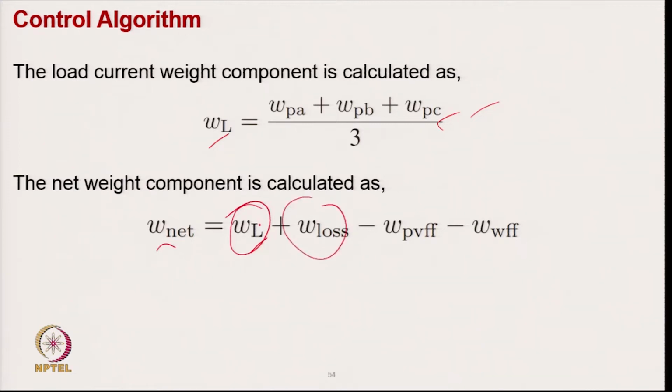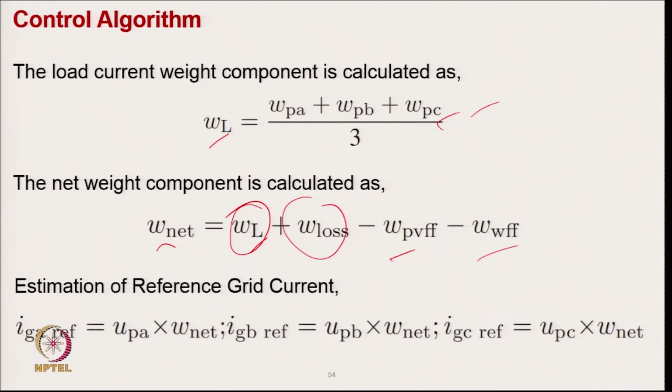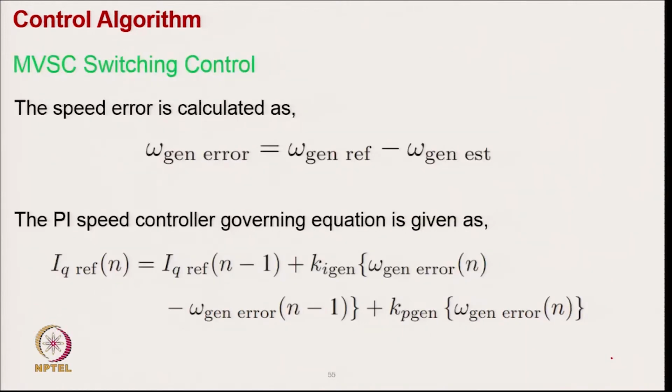Then the loss comes from the grid minus the PV power fed, and the power fed to the wind. So, we get the net weight, and multiplying by the template we are able to get the reference grid current, and then we are able to use the grid current controller.